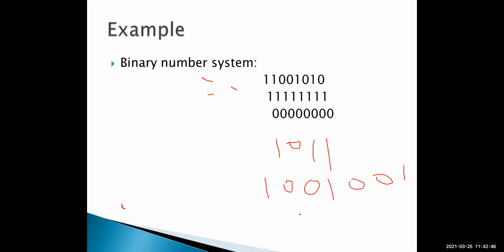So these are examples of binary. Just make a pattern of ones and zeros. It will represent a binary system.